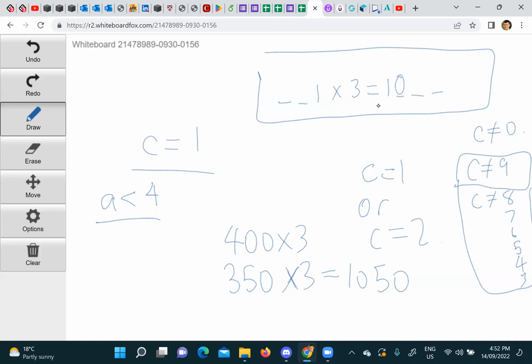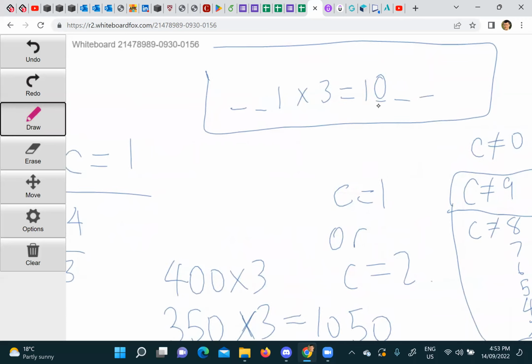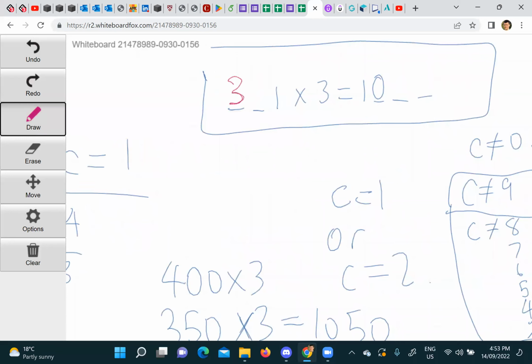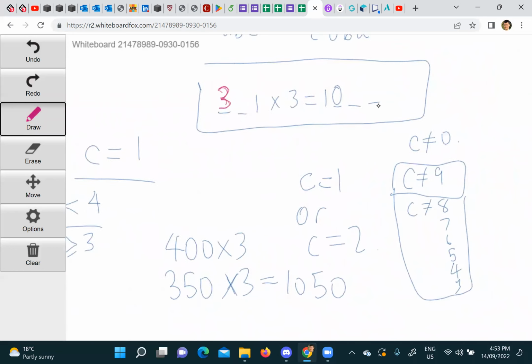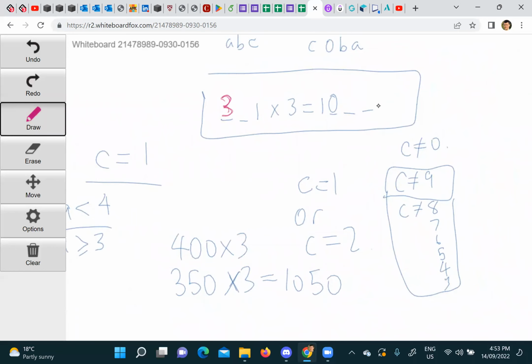So if it's bigger than 300, it means A is bigger than 3, right? Or equal to 3, yeah? So that means that the first digit is a 3, right? Yeah? Okay. So this is something I shouldn't have to say for you, okay?